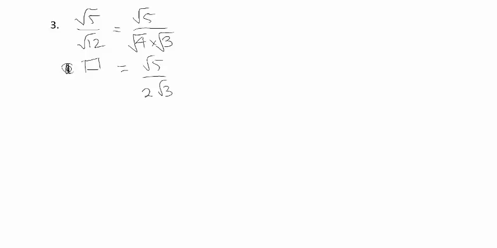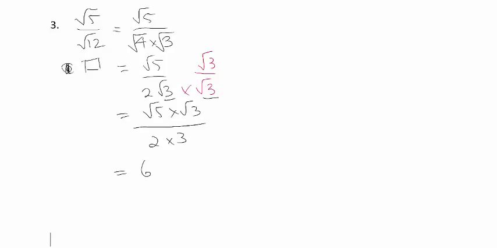So I'm going to get rid of the square root of 3. Law of the universe says whatever I do to the bottom, I must do to the top. So now I have square root of 5 times the square root of 3 over 2 times square root of 3 times square root of 3 is 3. So I've got 6. Getting ahead of myself, I have square root of 15 over 6. Okay.